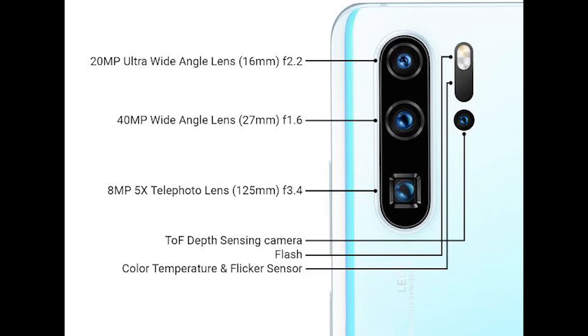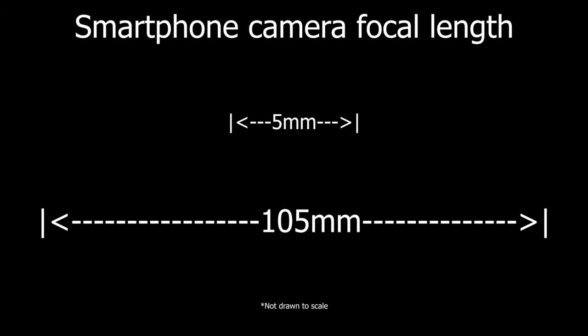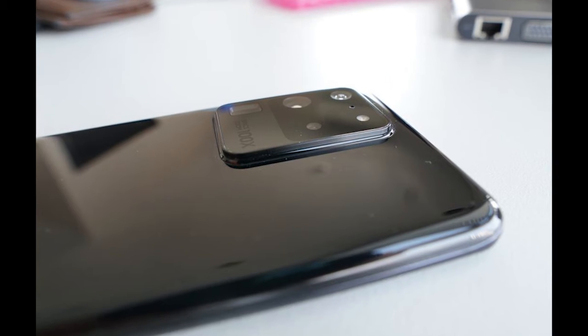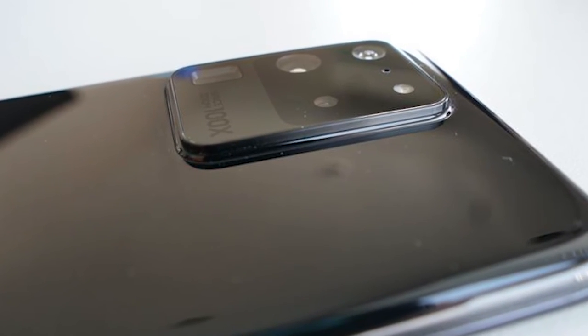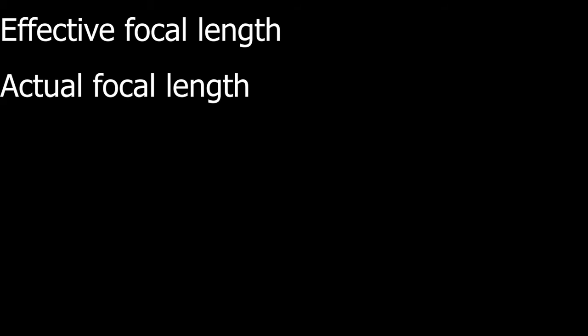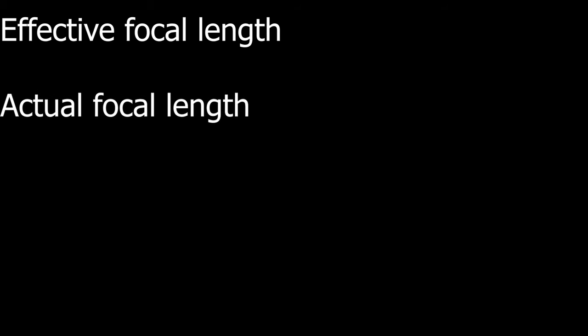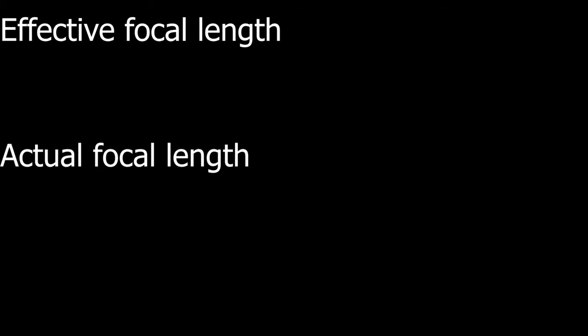On the phone spec sheet, the focal length is measured in millimeters, and the focal length of smartphones varies from 5 to 105 millimeters, or maybe even more. And now you might be wondering how 105 millimeters can fit in a relatively tiny camera bump. Well, there's something called effective focal length, and there's a difference between that and the actual focal length. The actual focal length on the smartphone camera ranges from 1.5 to, let's say, 10 millimeters, and we have the advertised effective focal length at 5 to 105 millimeters. There's a reason for that.